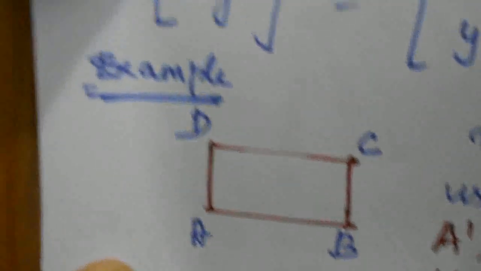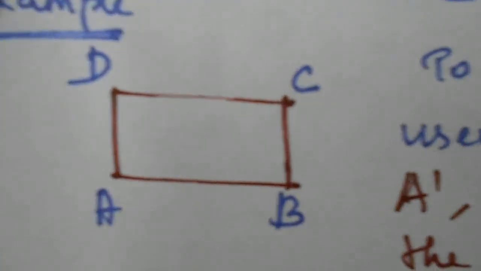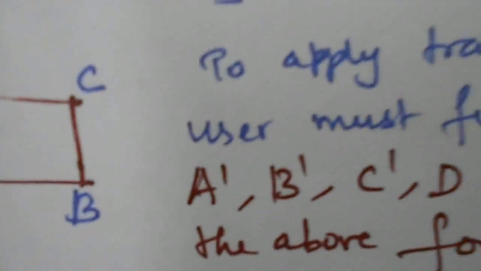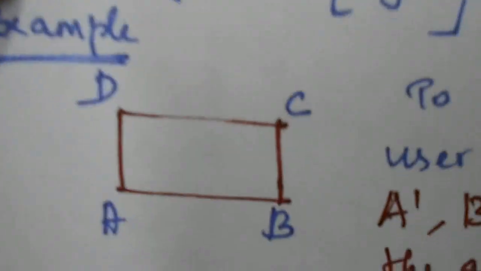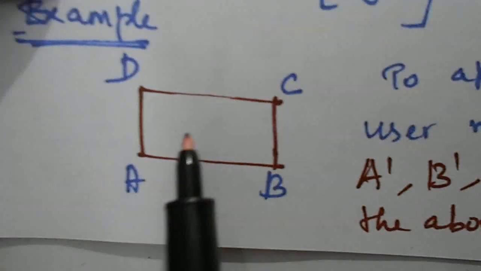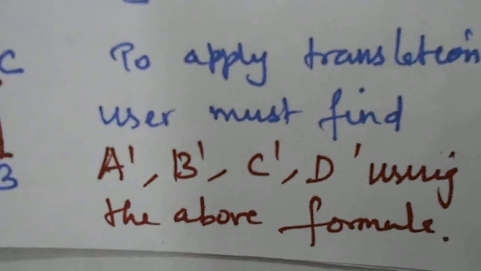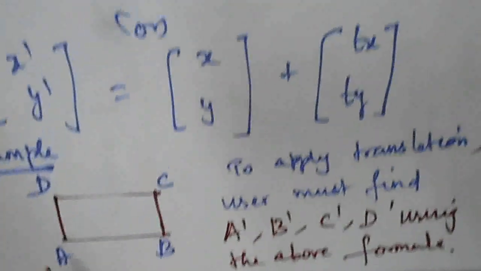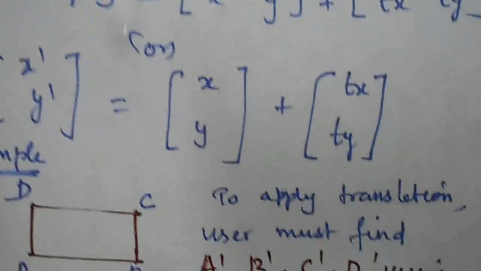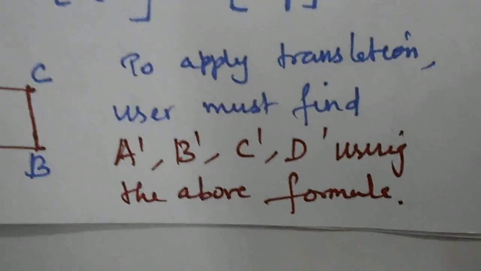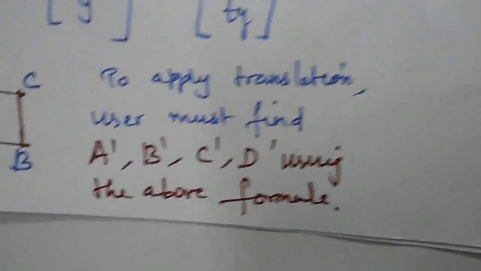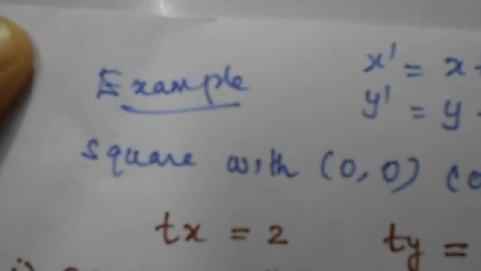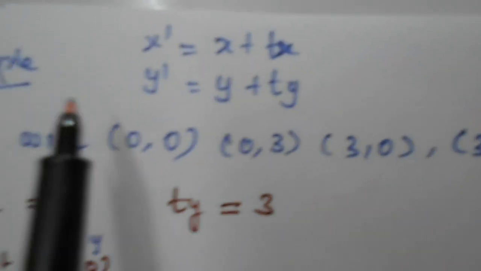For example, how is the object moved from one place to another place? See the example, it is a rectangle. It contains 4 different coordinates A, B, C, D. You have to calculate each and every coordinate to get A dash, B dash, C dash and D dash. Then only the object can be moved from one place to another. So let's see an example for translation.